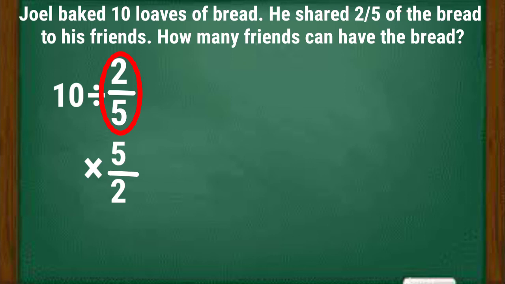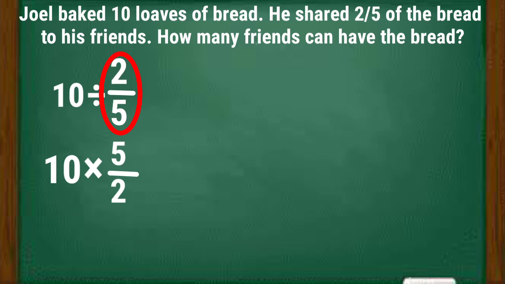And take note that you are going to proceed to multiplication. So instead of dividing, we have to change it to multiplication after getting the reciprocal of your divisor. So that is 10 times 5/2. And that is our new equation.